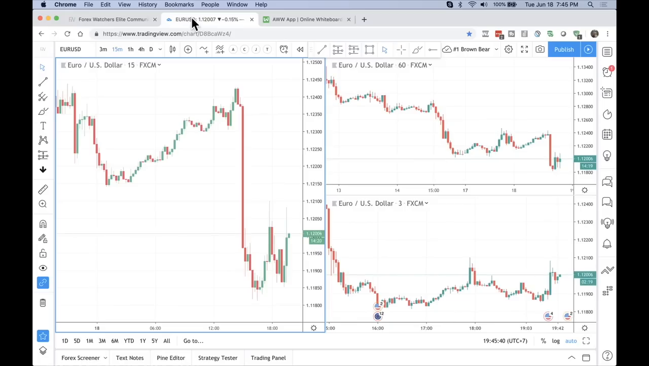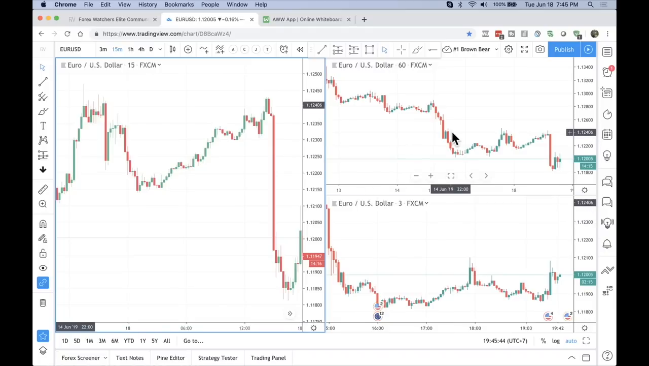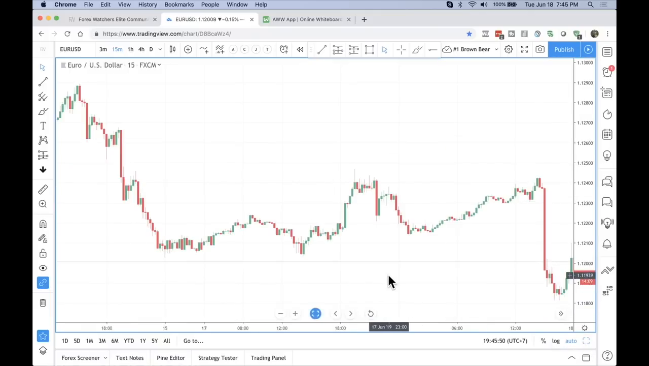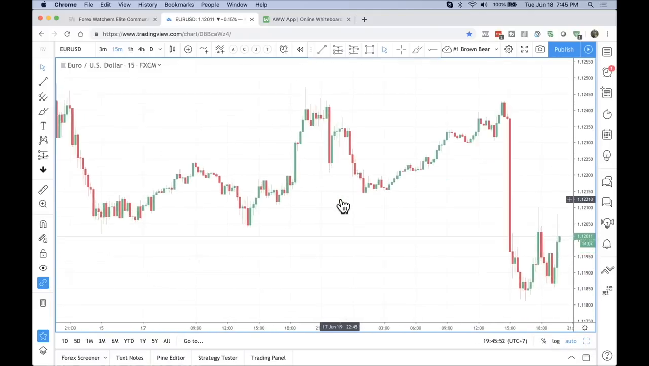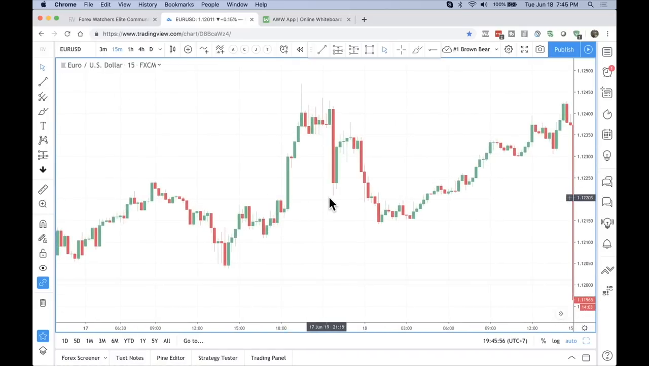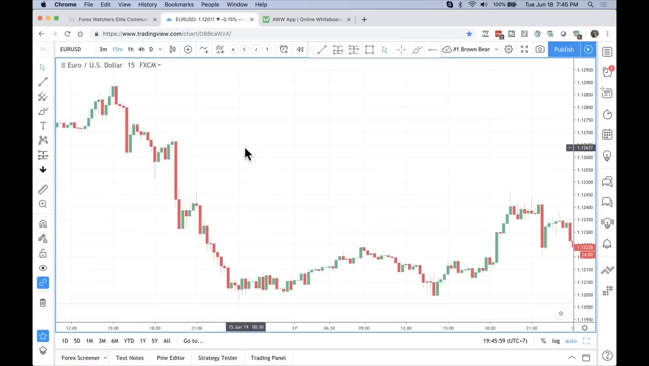Now, let's jump onto the charts right now. So let's have a look at this. Okay, I'm going to maximize this Euro USD 15 minutes. Current market situation. I'm going to zoom in a little bit. Okay. Now look very carefully. Markets were in a trending state. Trending.